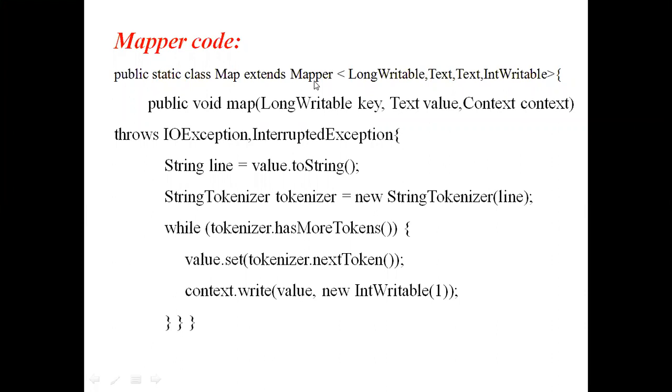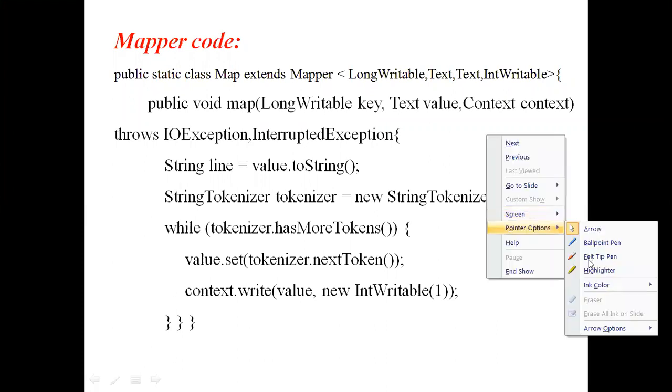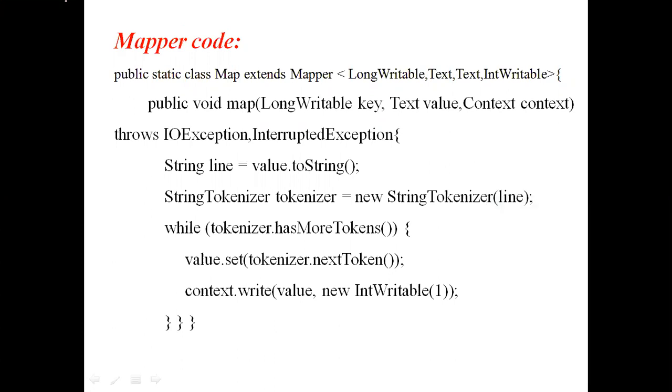See, here we are taking the class name as map. We are taking our class as map. Class map extends mapper, whereas this mapper is a predefined class. We are going to create a map class, which is different from this mapper class. And the input parameters for this one are the data types long writable, text. Already we know.